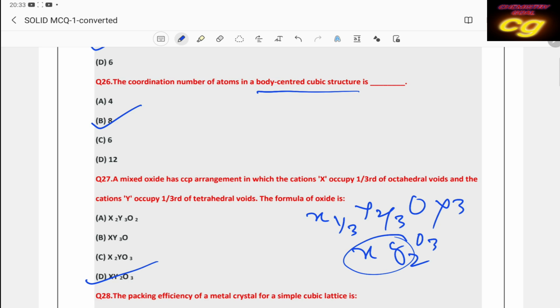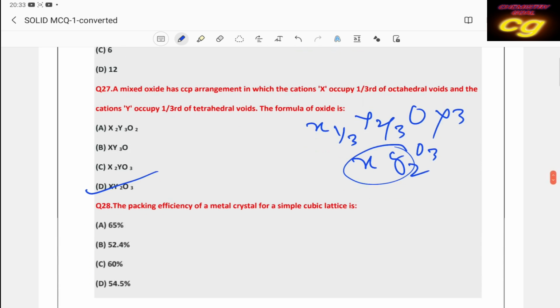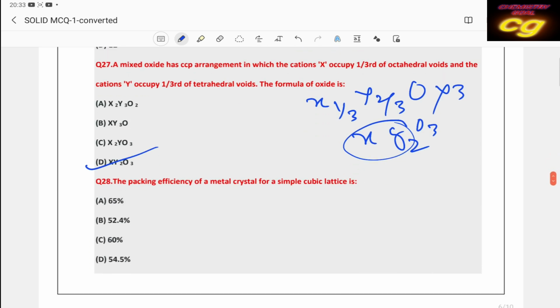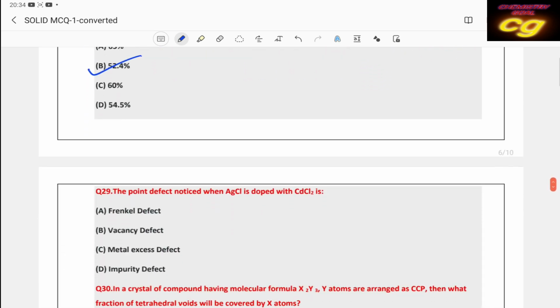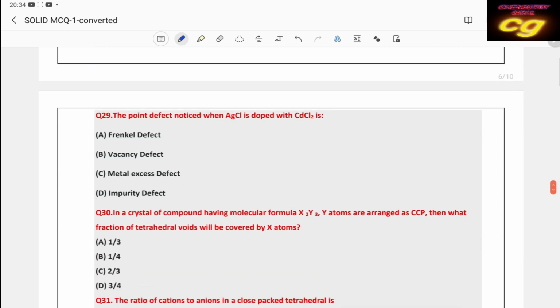Question number 27. The packing efficiency of metal crystal for a simple cubic lattice: options 65%, 52.4%, 60% and 54.5%. Already you know that is 52.4%, this is for simple cubic. The point defect noticed when AgCl is doped in cadmium chloride: Frenkel defect, vacancy defect, metal deficiency defect, impurity defect. Here the correct answer is impurity defect.